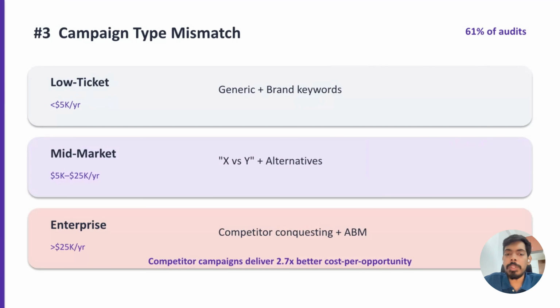The third common mistake that we see is a campaign type mismatch. An enterprise product shouldn't bid on generic terms like marketing software. Low ticket products can use generic and brand keywords. When you go mid-market, you should focus more on comparison searches, X versus Y, X alternative, stuff like that. Enterprises, on the other hand, should run competitor conquesting and ABM. Competitor campaigns, in fact, deliver 2.7x better cost per opportunity, despite the CPCs being way higher.